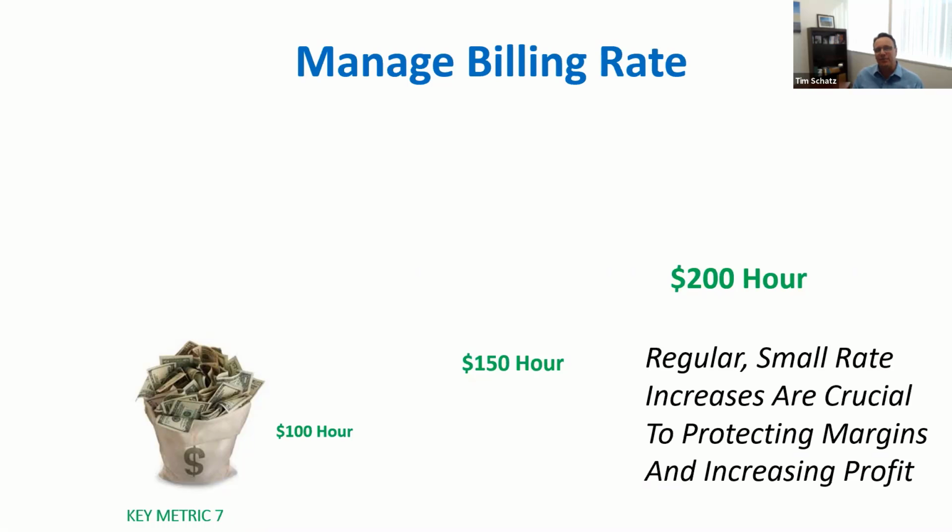So we want to protect our margins, but also if we keep doing small increases every 12 to 18 months, then we do increase our profitability. Because if we raise our rates by just a few dollars and a few percentage points, at least in the short term, that's profit that's going directly to the bottom line.